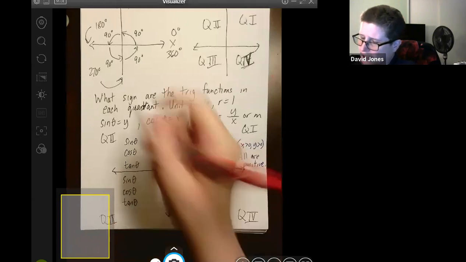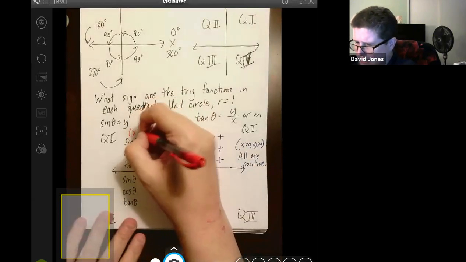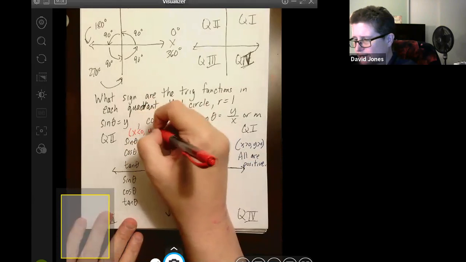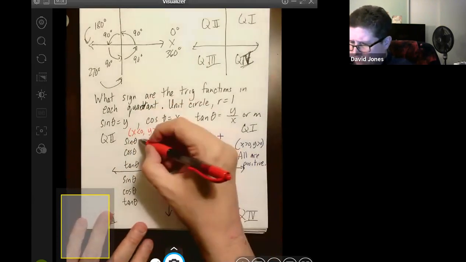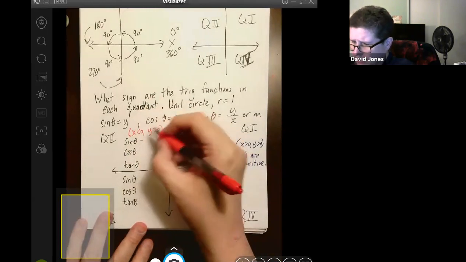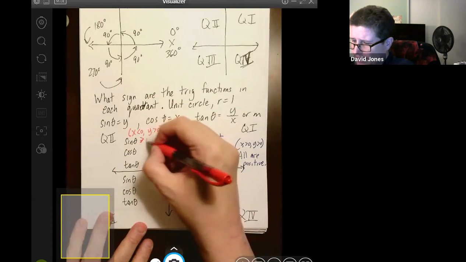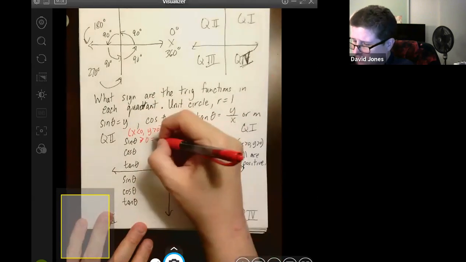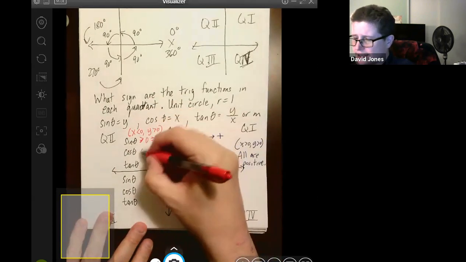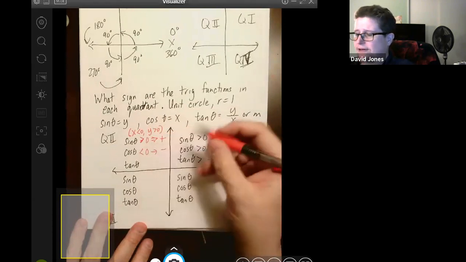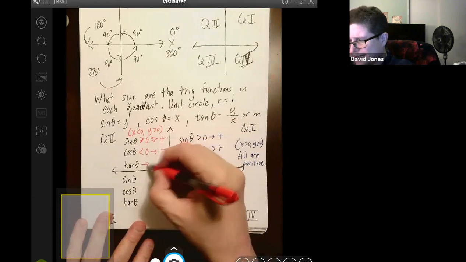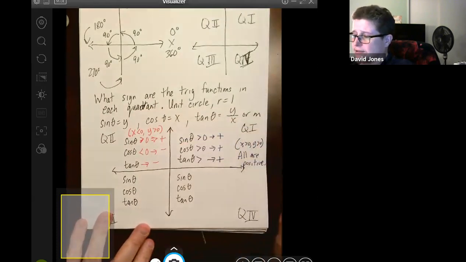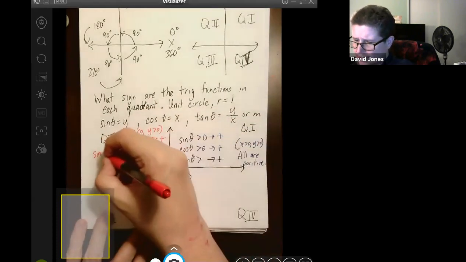We come over here. X is less than 0 now. Y is still greater than 0 in quadrant 2. So sine is still positive. Sine is greater than 0 because it's y, which means positive. Cosine is less than 0, which means negative. So tangent theta is positive over negative, it's negative. In quadrant 2, sine is positive.